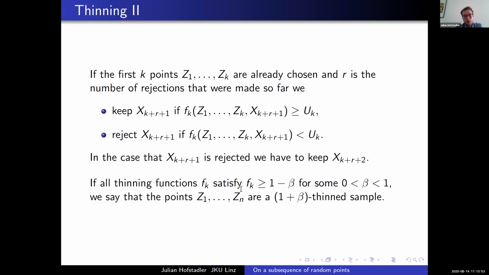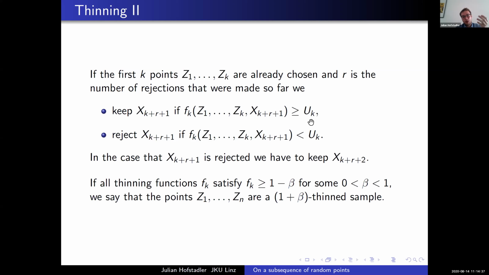How does it work in general? We assume that in the kth step, we already know the point set y1 to yk, which we consider as good. So we already have chosen them, and we already have done a number of rejections. I will call it R. And then I can decide whether to keep or reject the next point, which is just x_{k+R+1}. And to decide what to do, I put everything in the thinning function. So the already chosen points, and the point I want to decide whether it is good or not.